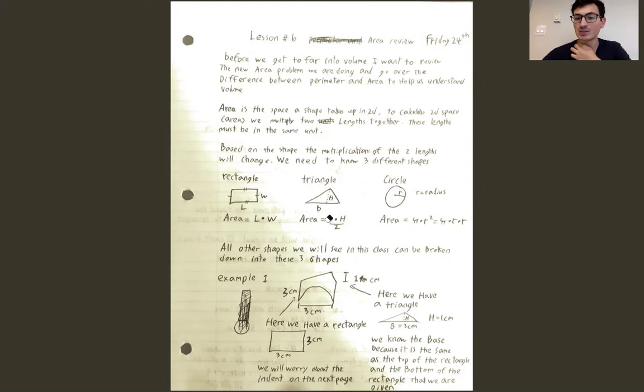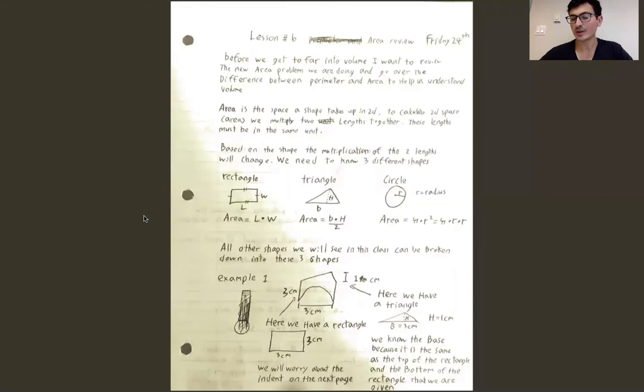So it is going to be your base multiplied by your height divided by 2, because the side here we're missing and the side here of the rectangle are going to be the equal sides of this triangle, if that makes any sense. So a triangle is going to be half the size of a rectangle. That is why we divide by 2.